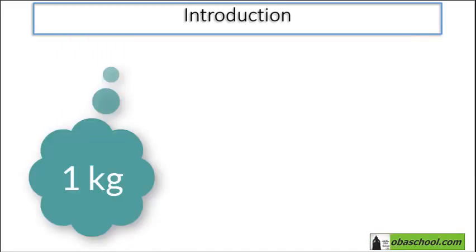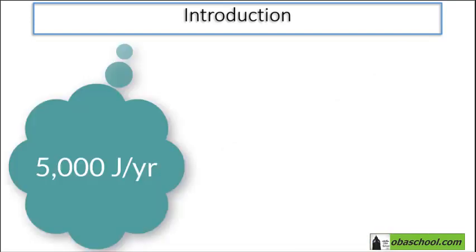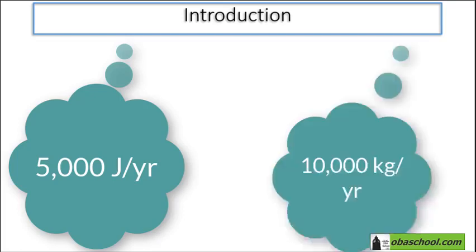Burning 1 kilogram of fossil fuel releases about 30 million joules of energy. You use about 5,000 joules each year. But because of the inefficiencies in how energy is distributed and used, a staggering 10,000 kilograms of fuel is used each year to supply the energy needed just for you.